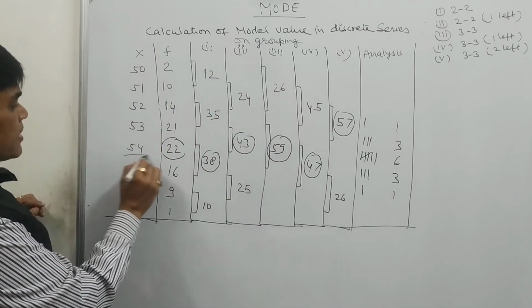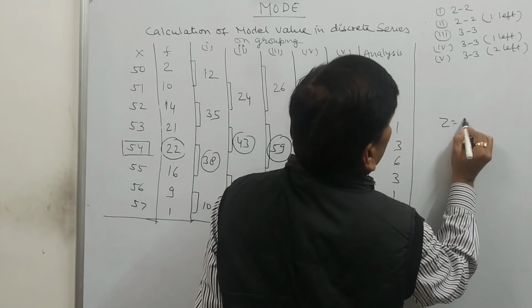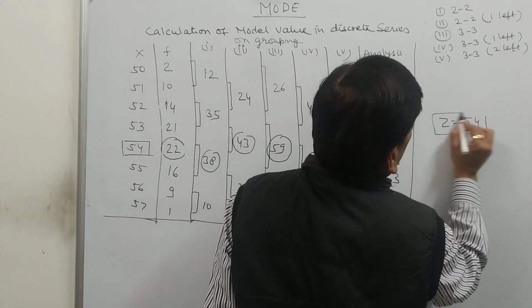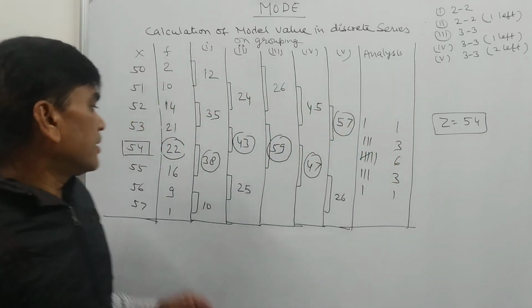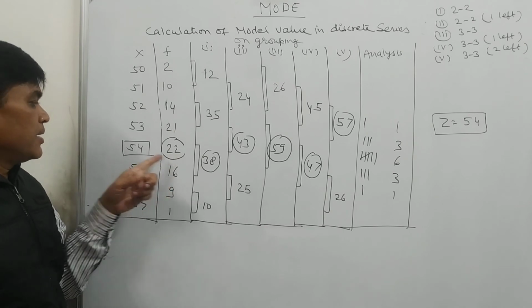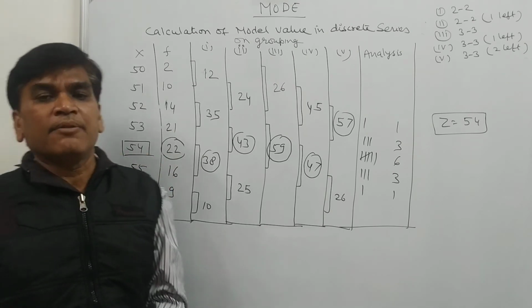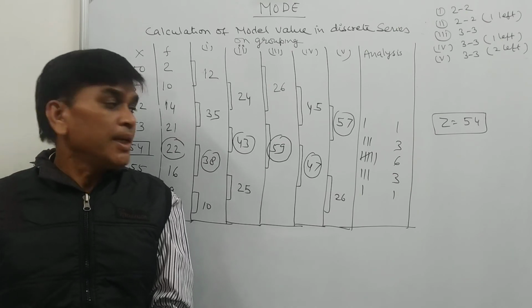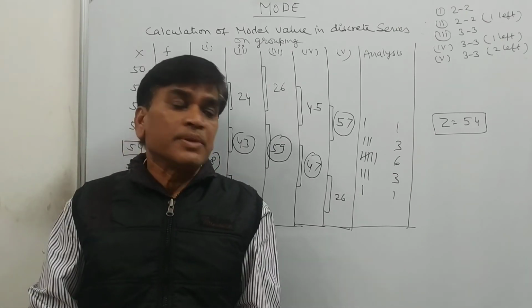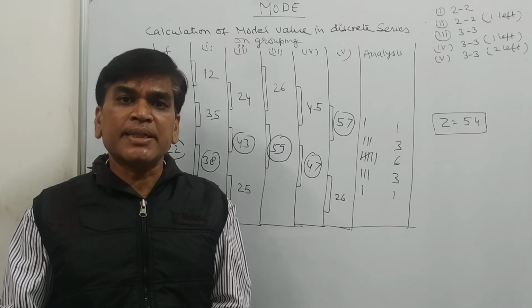So there is no confusion. In front of this, our modal value will be found directly. Here 6 is the highest tally count, and in front of 6, 54 is the position. So we will say our modal value is 54. This is the method to calculate the modal value in a discrete series.